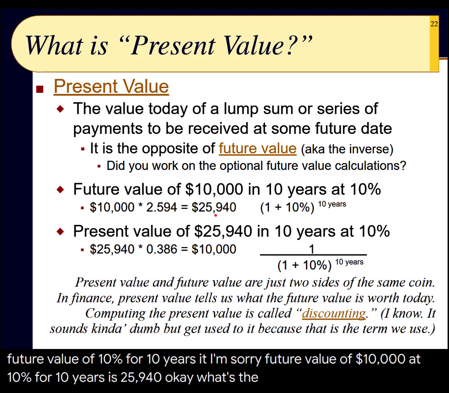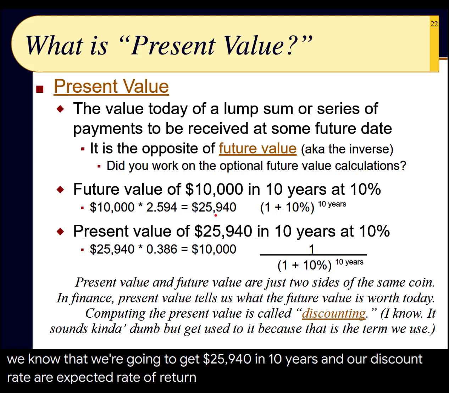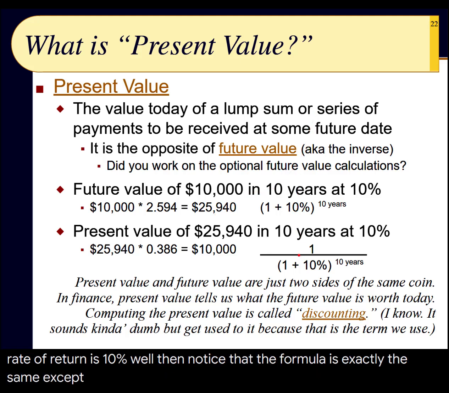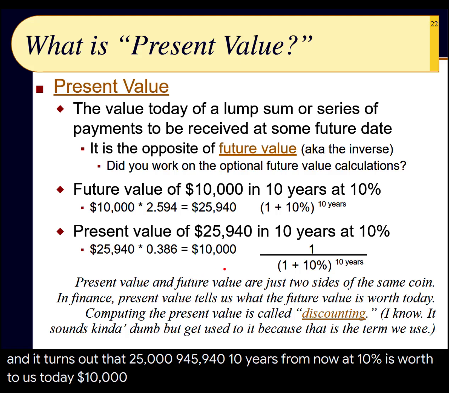Okay, what's the inverse operation? Suppose we know that we're going to get $25,940 in 10 years. And our discount rate, our expected rate of return, our desired rate of return, our required rate of return is 10%. Well, then notice that the formula is exactly the same except it is the inverse. 1 divided by that little messy thing there. And it turns out that $25,940, 10 years from now at 10% is worth to us today $10,000. That is the present value of that future cash flow.